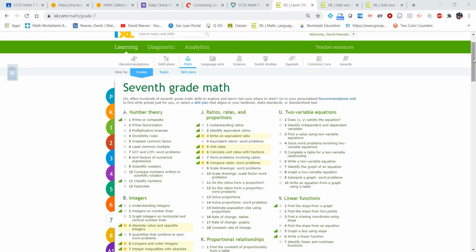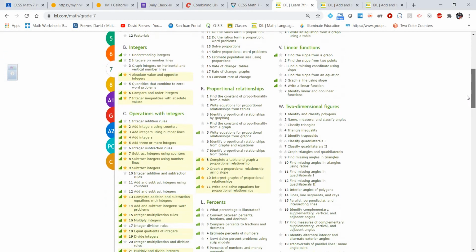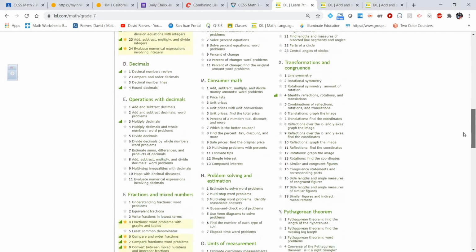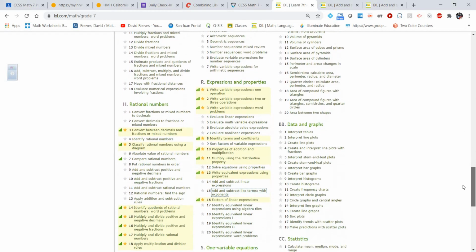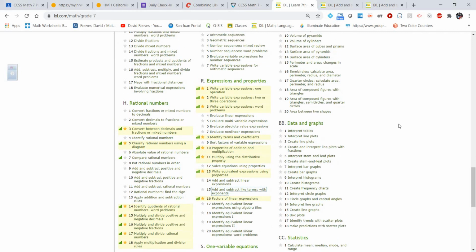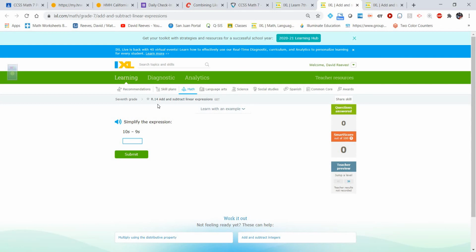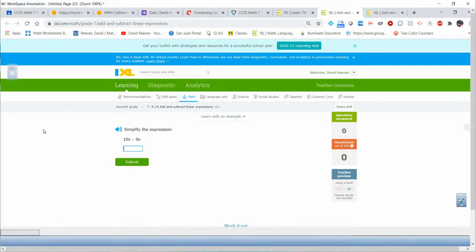So we are still working our way through 7th grade math skills, and we are still on expressions. So we're down here on expressions and properties, and we're going to first be looking at skill R14, adding and subtracting linear expressions. All right, so hopefully you've done all of the prep work, watched the videos, and done the practice, so you remember what a like term is.